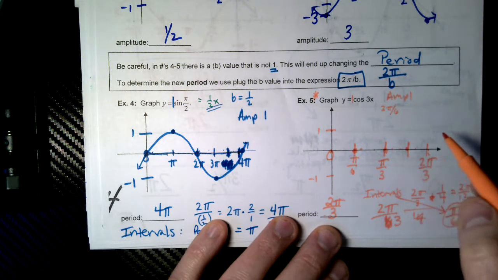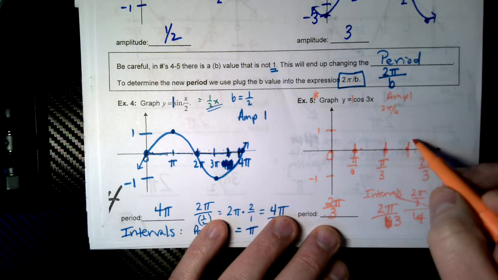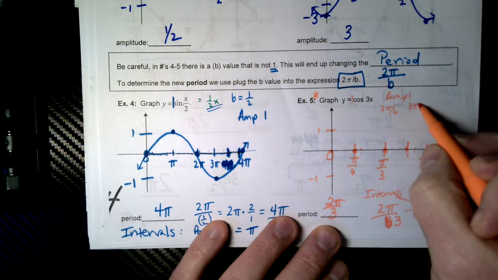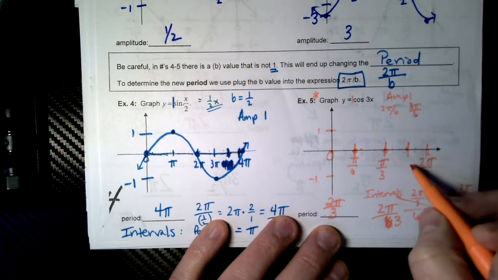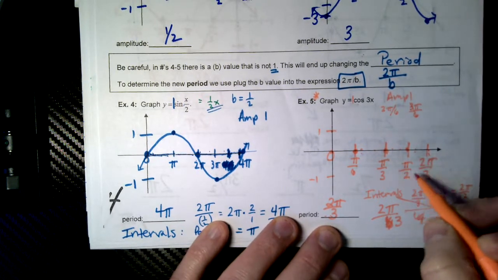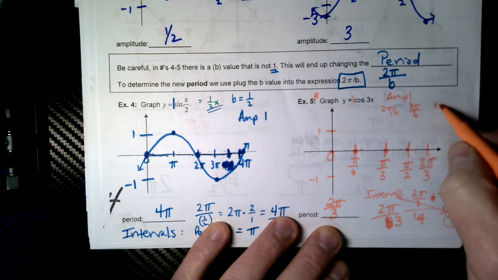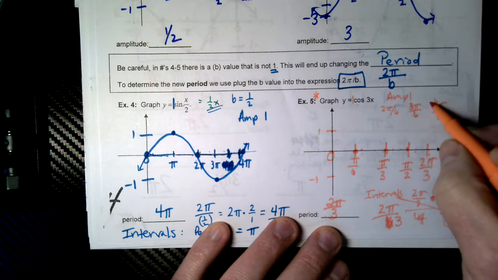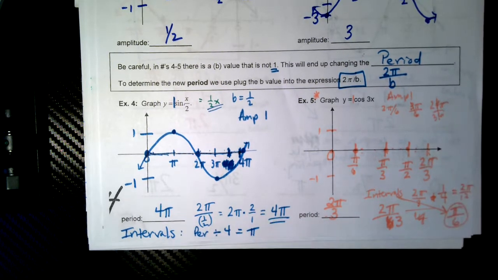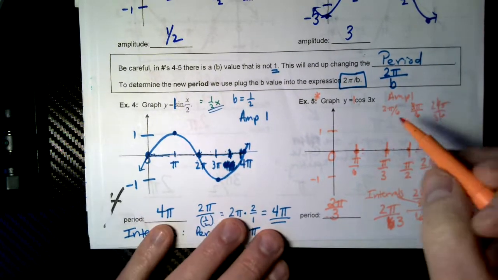And this is where it gets a little tricky. Go another pi over 6. So now it's 3 pi over 6. Well, that reduces, and that's pi over 2. Go another pi over 6. Well, now that's 4 pi over 6. And that reduces to 2 pi over 3, and that's the ending. All right, that's where it stops.